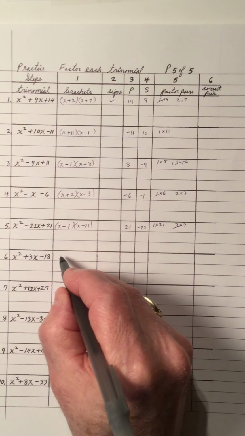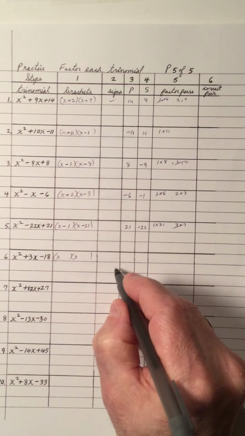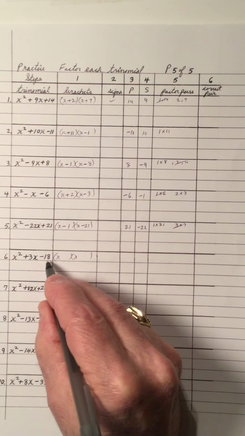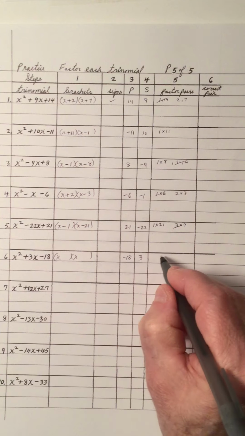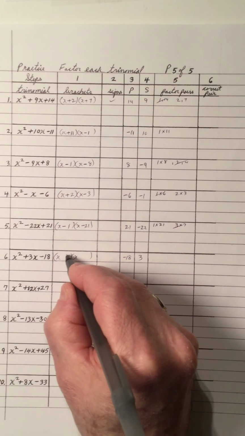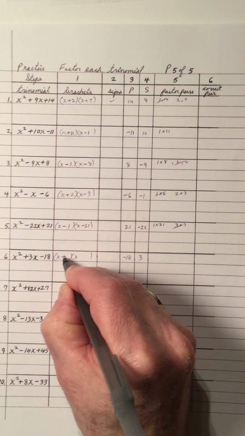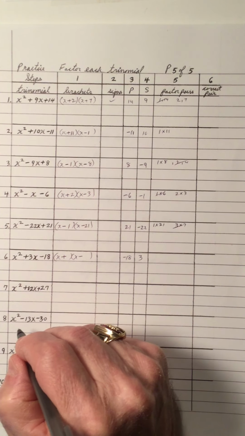Number 6, I have a bracket and a bracket. I have an x and an x. And I have a product of negative 18. I have a sum of 3. And so I know that what? Product is negative 18. Again, I have a plus and a minus. Why? When you multiply those two, you get a negative 18.